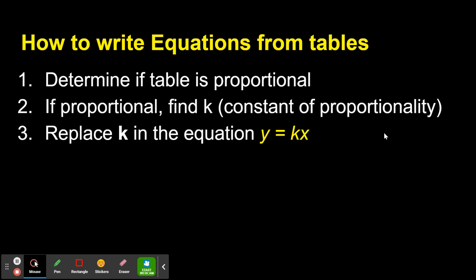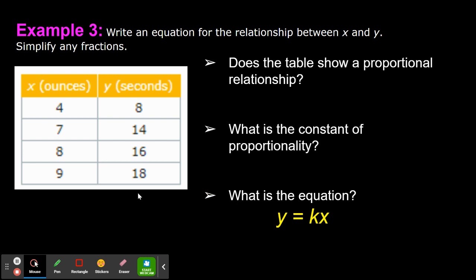You can take any value, any data point I should say, make it y over x, and that will be your constant of proportionality. Then you're just going to replace k in this equation, and that will be your equation. Let's go ahead and try one of these.